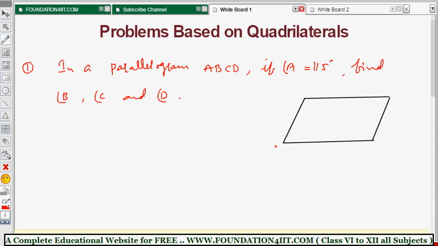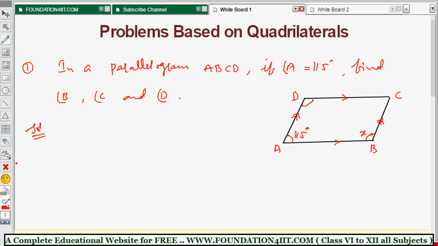Any two lines are parallel here. AB is parallel to CD. These two are parallel, and the other two opposite sides are also parallel and equal. Then according to the rule, the sum of the adjacent angles is 180 degrees. That means angle A plus angle D is 180 degrees, and angle A is given as 115 degrees. Now angle B: angle A and D are adjacent, and A and B are also adjacent, so if we take angle B as X, we can find it.